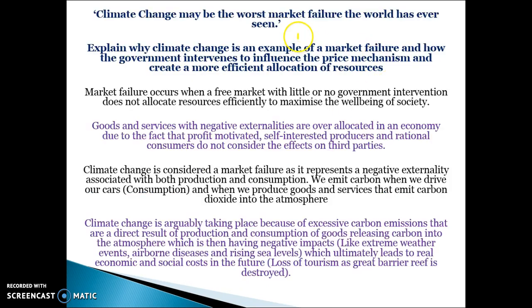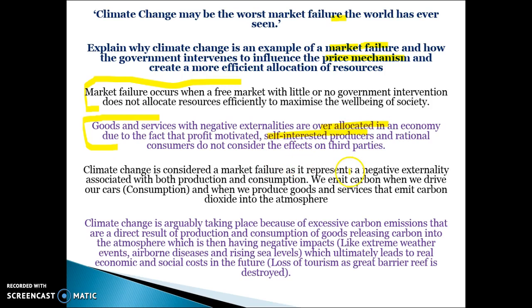Finally, climate change can be seen as the worst market failure the world has ever seen. Explain why it's a market failure and how we can use the price mechanism to create a more efficient allocation of resources. So, define market failure. Explain that goods and services with negative externalities are over-allocated because we don't consider the third-party costs and we're self-interested.